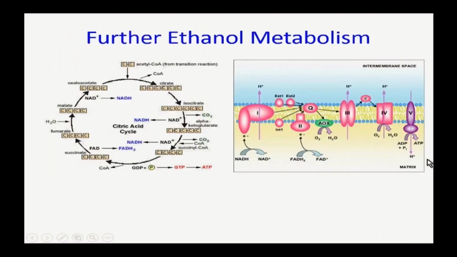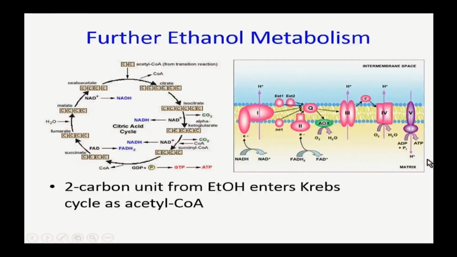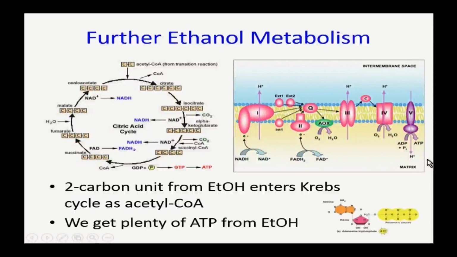So then you have your acetyl group. It will go through the citric acid cycle. That two-carbon unit is going to produce plenty of ATP from the ethanol, which is why chronic alcoholics can exist primarily on alcohol, not eating much else.